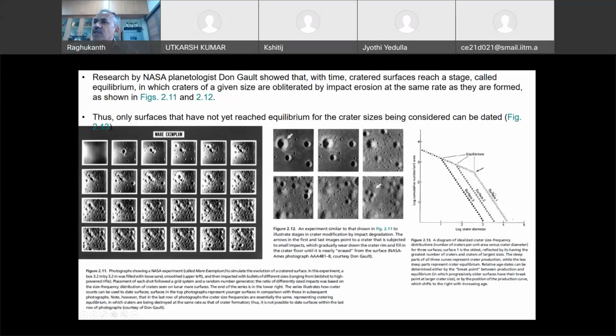So if you compare these three, suppose I take crater diameter 3. Where is the density very high: on the first surface, the second surface or the third surface? If you find out the density, on which surface is it more? First one. So that means surface 1 has a large number of craters basically. If the surface has a large number of craters, what will be the age of that one?